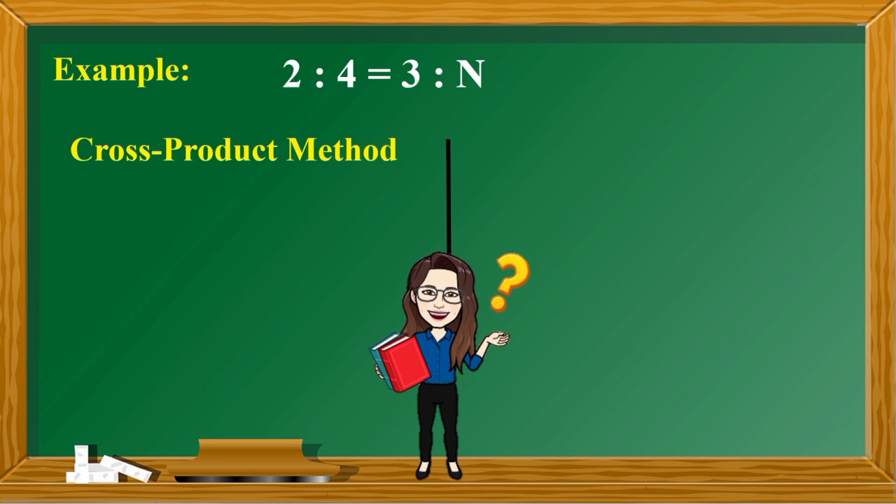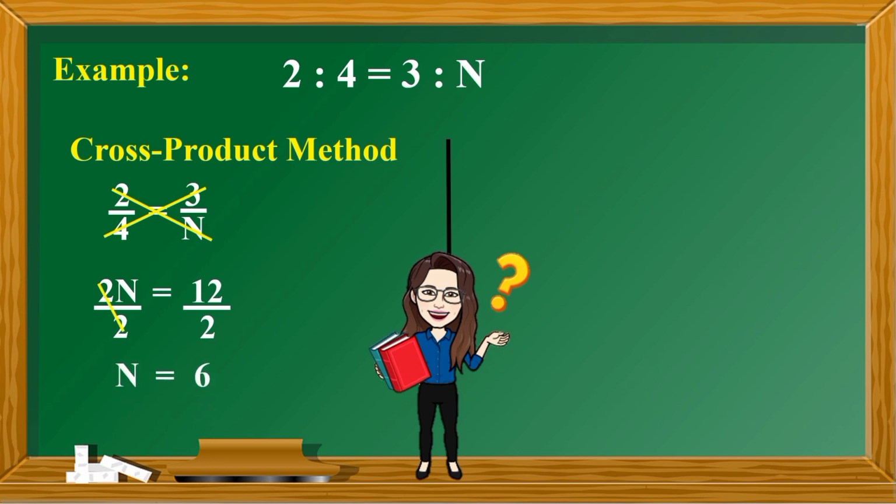Method 1. Cross multiplying. We have 2 times n is equals to 2n, and 4 times 3 is equals to 12. In order to get the value of n, we will divide both sides by its numerical coefficient, which is 2. So, 2n divided by 2 equals n. 12 divided by 2 equals 6. Therefore, n is equals to 6.